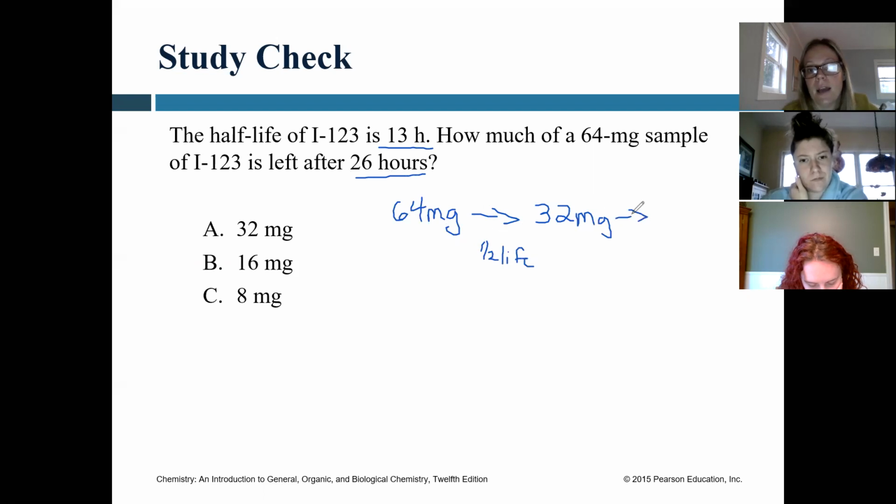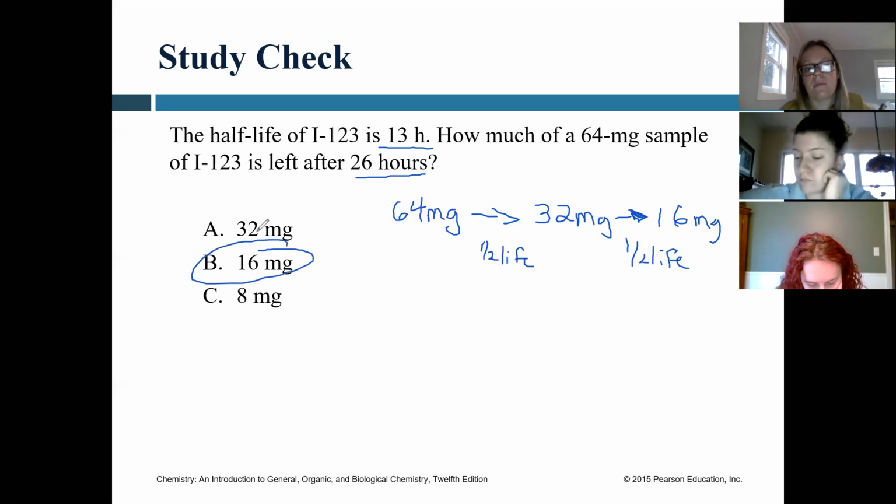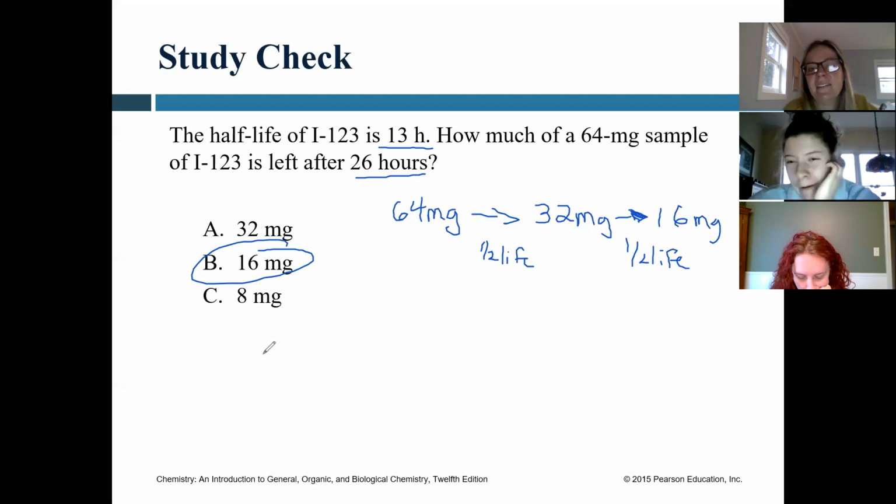And then I'm going to cut it in half again to give me 16 milligrams. This is a second half-life. So B would be our answer, 16. If it had only been one half-life, that's where the 32 would have come in. If it had been 3 half-lives, it would have been the 8 milligrams.